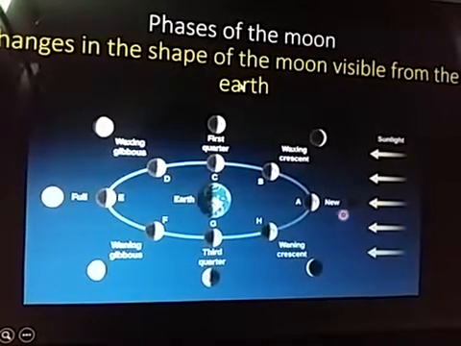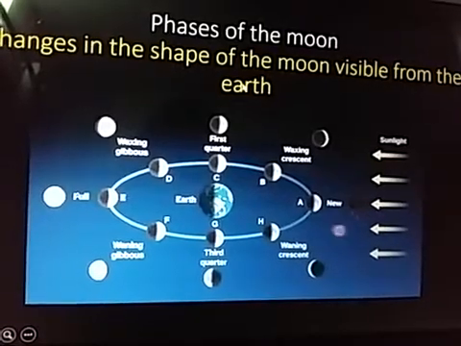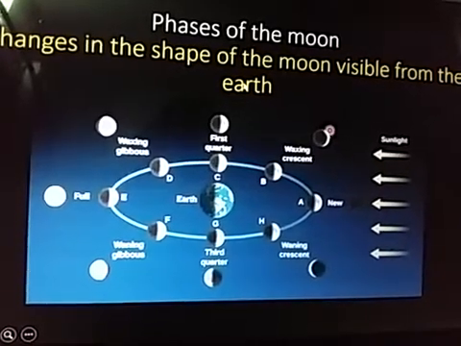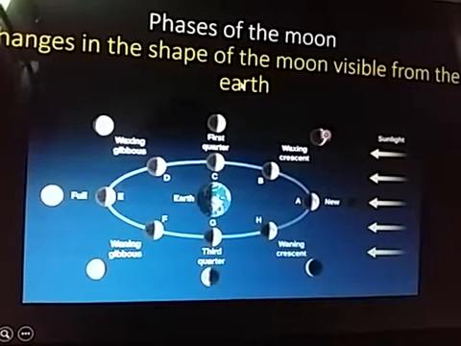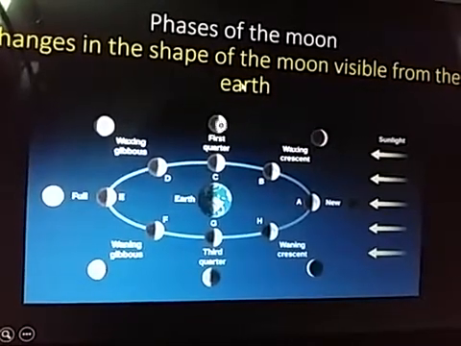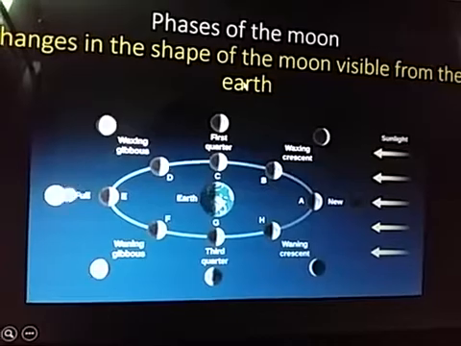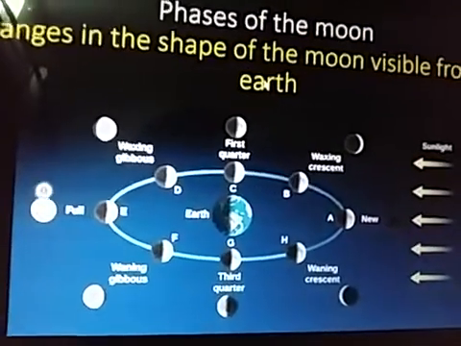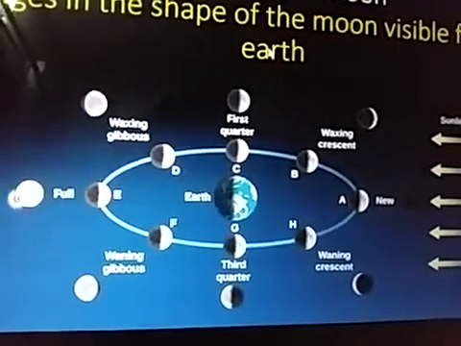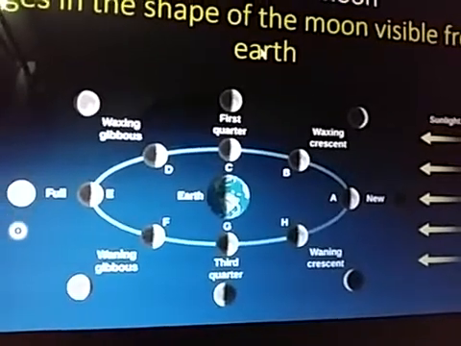For example, here you don't see the moon at all. Here you see just a fraction of the illuminated portion. Here again a lot. Here it increases and you see the full moon here, fully illuminated.